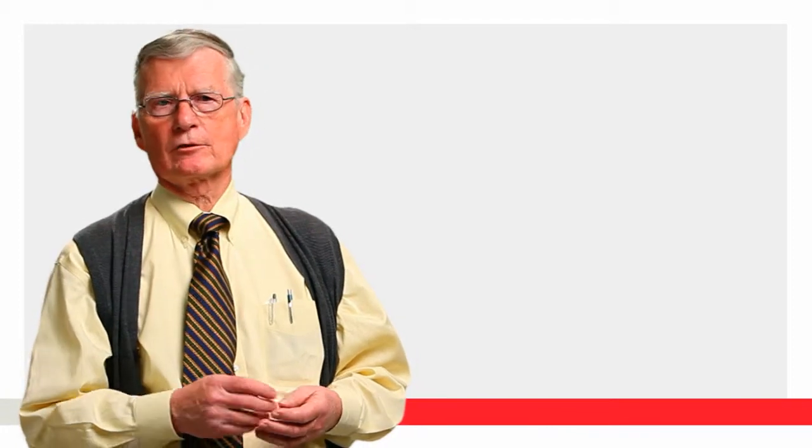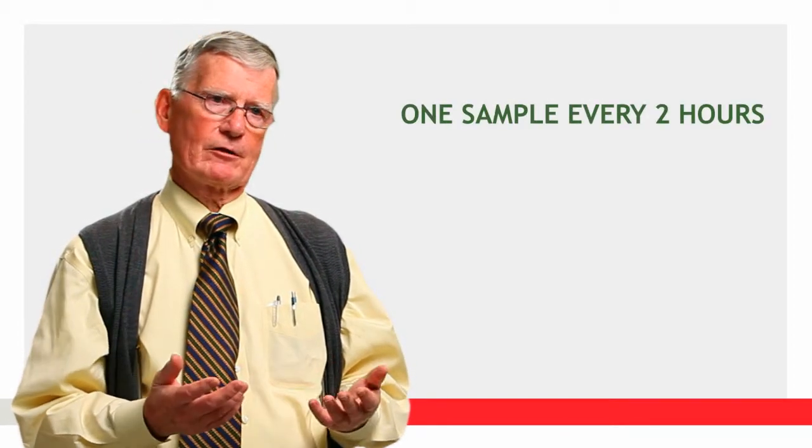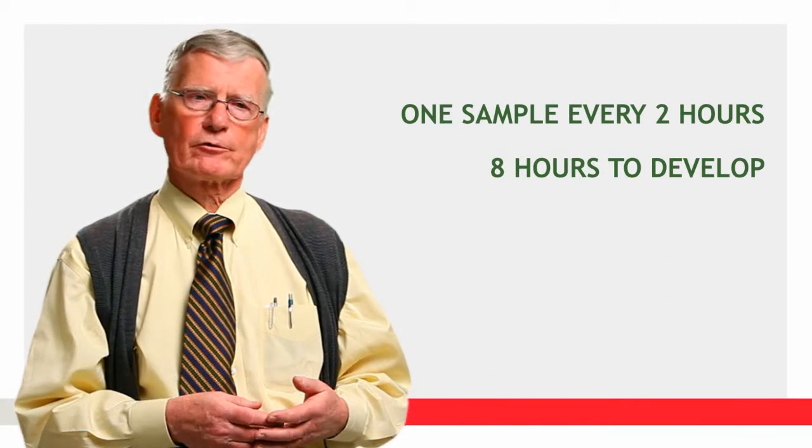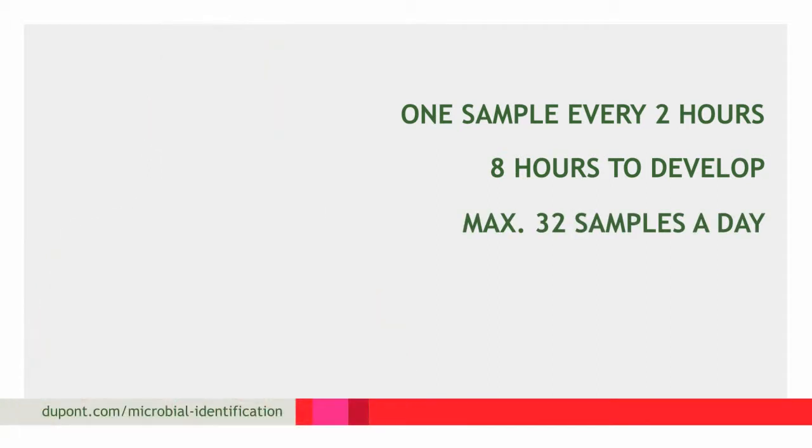The Riboprinter system is completely automated. The customer is only required to place a sample in it, and all of the preparation, all of the PCR processes, all of the other processes are automatically determined. The customer can introduce a sample about every 2 hours. It takes 8 hours to develop, and the throughput on a system is about 32 samples a day.